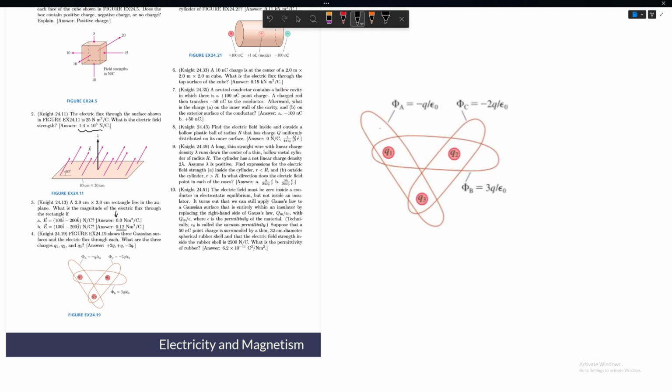Okay, so in this question, it says 3 Gaussian surfaces and the electric flux through each. What are the 3 charges? So there's a Gaussian surface. These are Gaussian surfaces, imaginary things made in your head. And it's saying, well, each one will tell you how much flux there is.